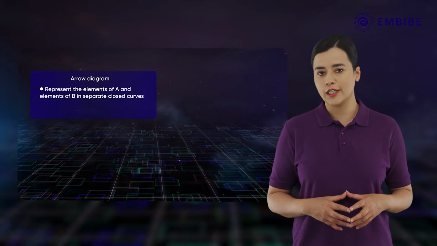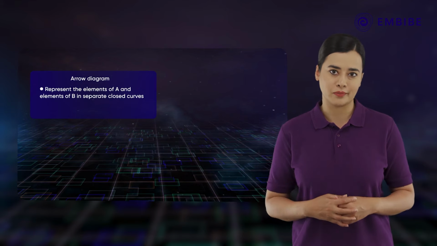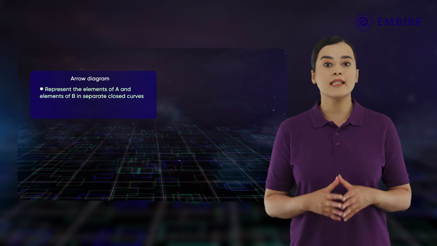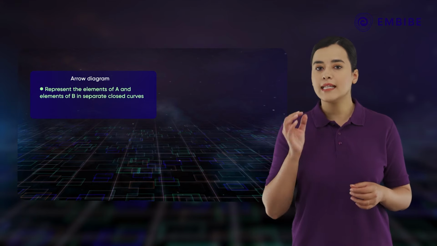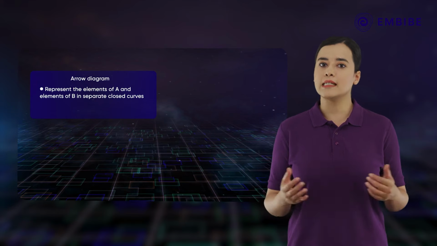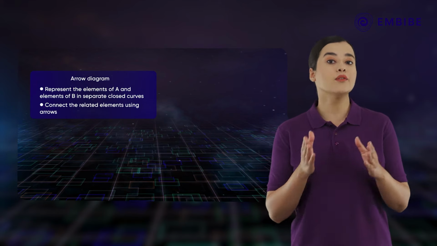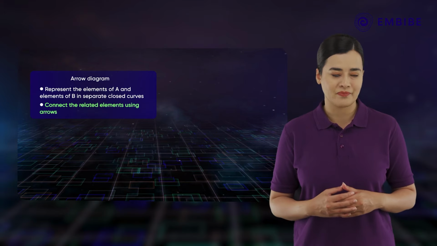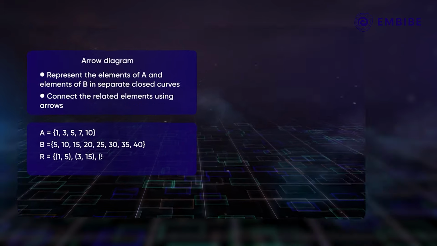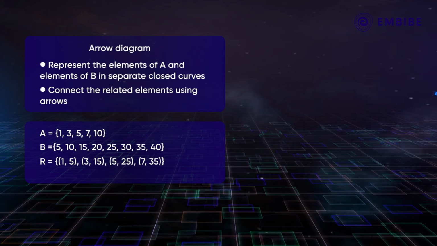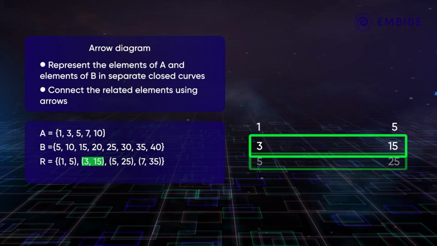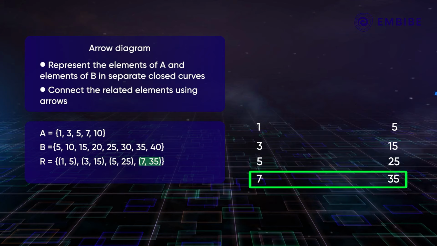Another way to represent a relation is using an arrow diagram. This can be done by representing the elements of the sets A and B in separate closed curves, usually circles or ovals, and connecting the related elements using arrows. Consider the given example. The relation R can be represented by first taking the elements of A and B in ovals and then connecting 1 to 5, 3 to 15, 5 to 25 and 7 to 35.